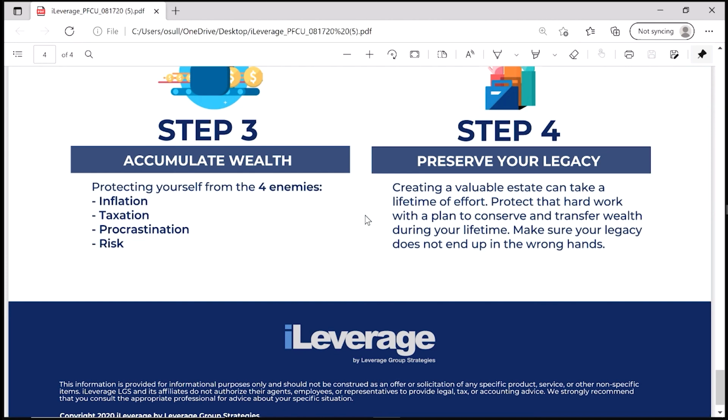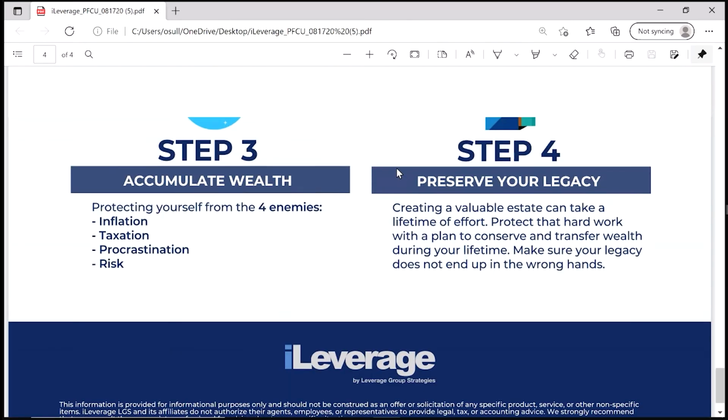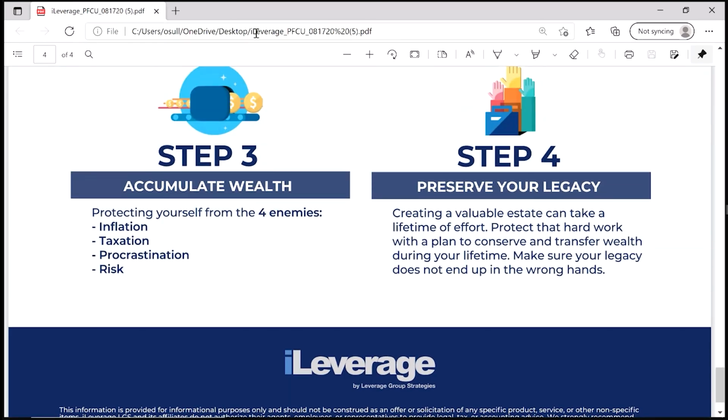And then preserving your legacy. We work hard for our money. So let's make sure we can plan that all together for you. And when we come back around together, we are going to be able to help you to see if it makes sense. If it doesn't make sense, then we can make some adjustments or make a different decision.